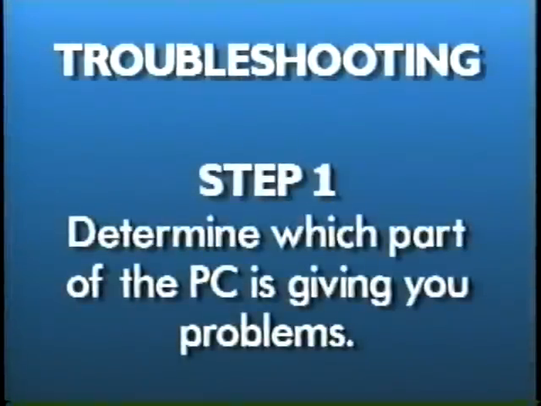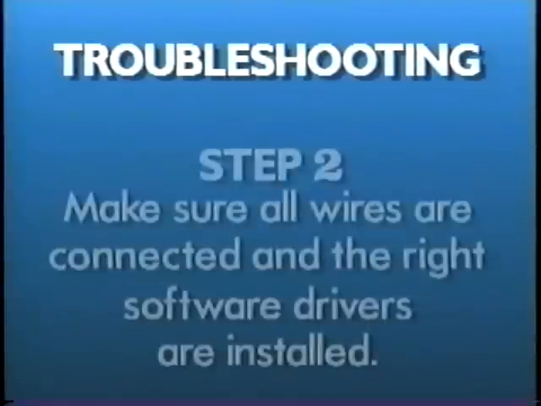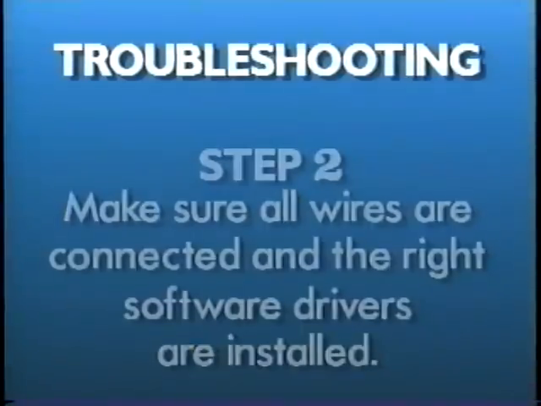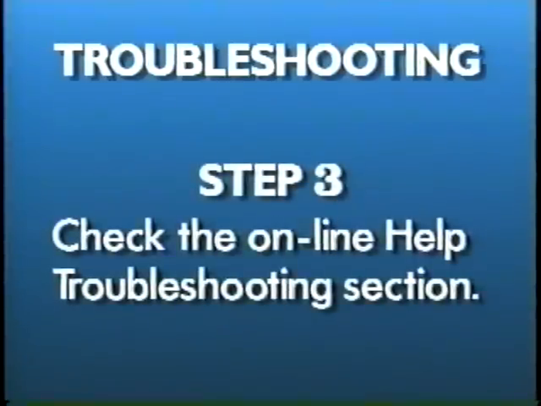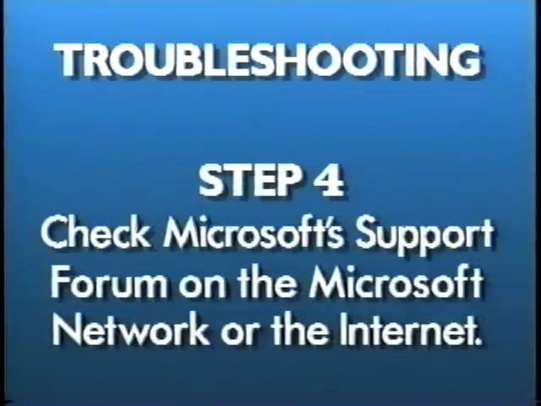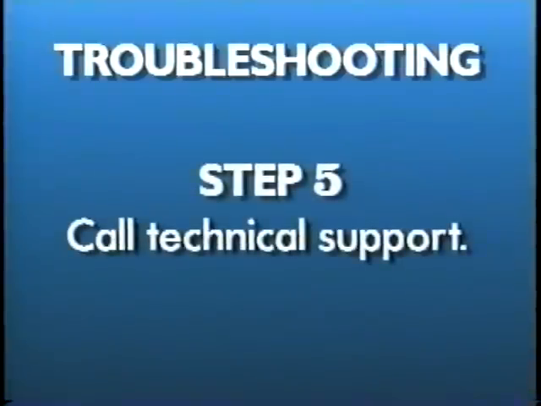Instead, we're going to show you a methodology for troubleshooting so you'll know how to approach a problem if you run into one. The troubleshooting methodology we're going to lay out for you is a 5-step process. Figure out which part of the computer is giving you problems. Make sure all the wires are connected and the right software drivers are installed. Look in the online help troubleshooting section for advice on your problem. Check Microsoft's Windows 95 support forums on either the Microsoft network or up on the internet. And if you still can't figure out what the problem is, call the technical support line at Microsoft or at your computer manufacturer.